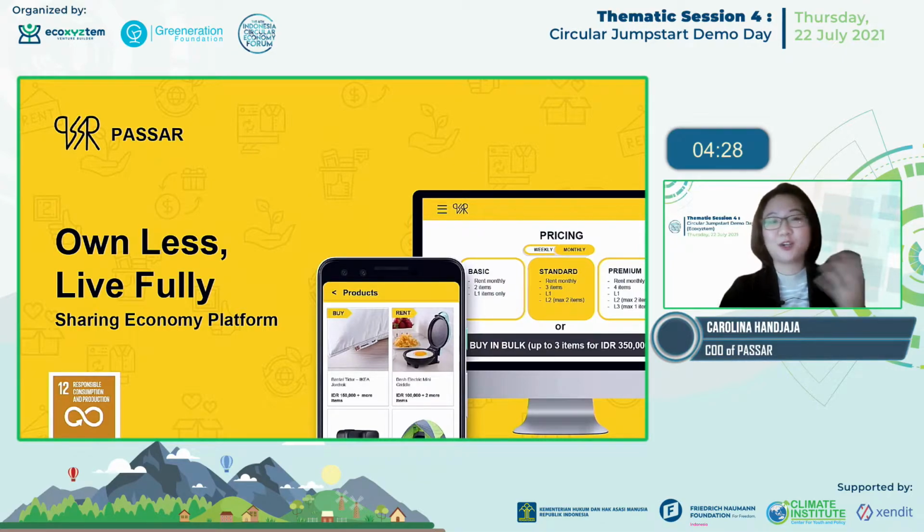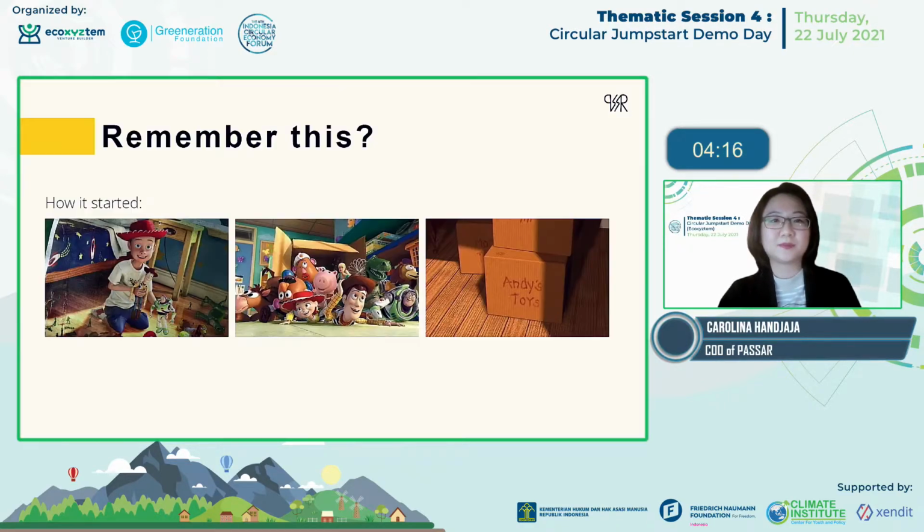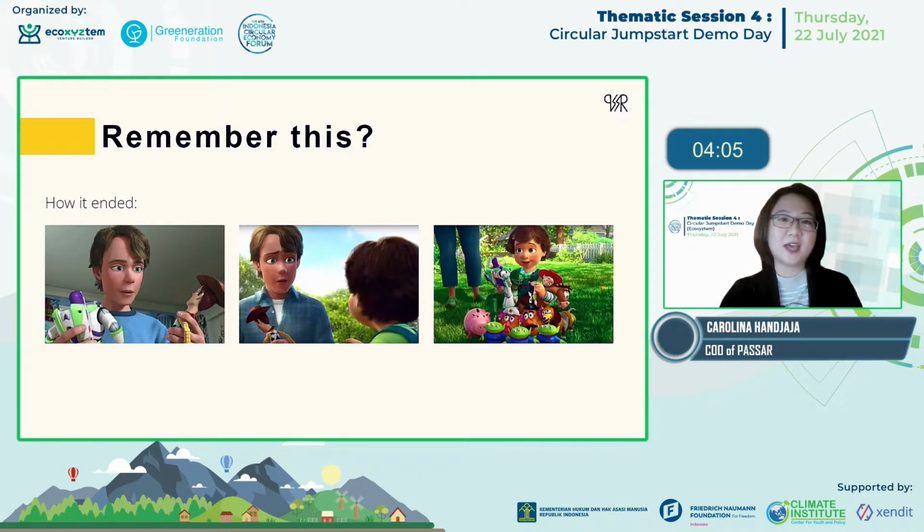Since I moved back to Jakarta, continuing my habit has been hard. I cannot find a centralized place that can provide good quality pre-owned items with reasonable prices and easy access. Remember this Toy Story movie? Young Andy liked to play with his toys and always brought them wherever he went. Until he grew older and felt that he didn't get much out of it anymore.